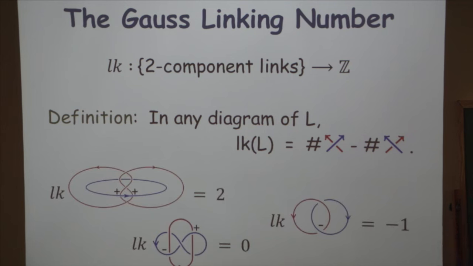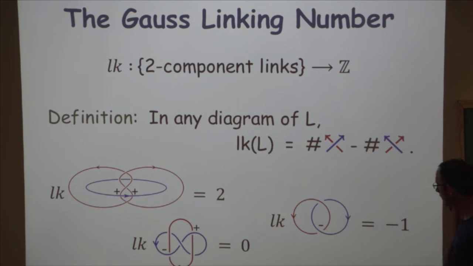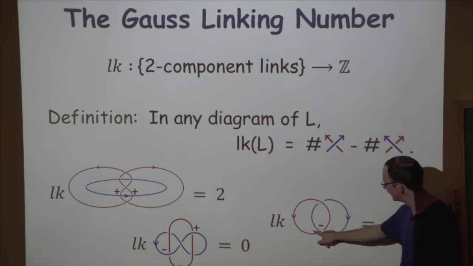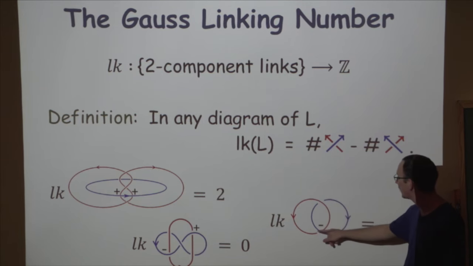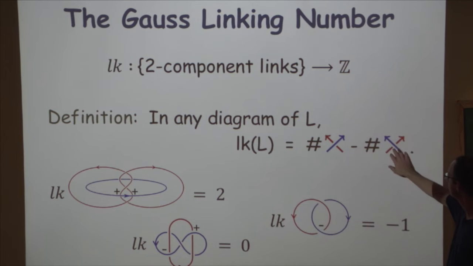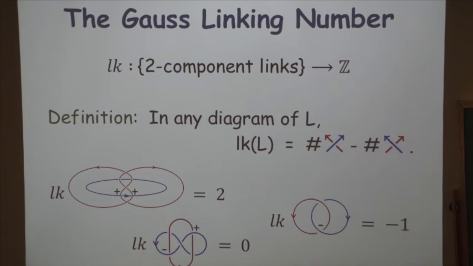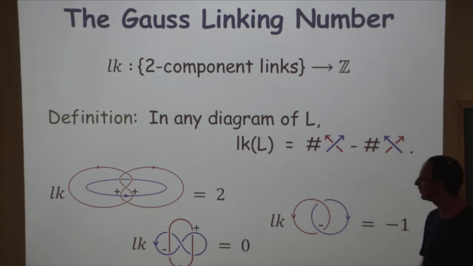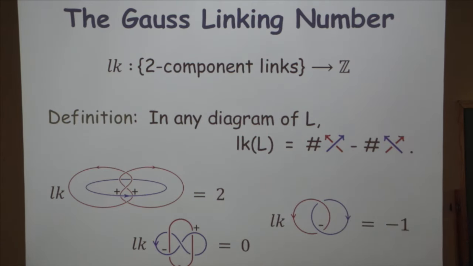Okay, so for example, the linking number of this link, so this is the Hopf link, is plus or minus one depending on the orientations, and we only have to consider this crossing because here we have red above the blue, so we take this one, and locally it looks like this, which is the negative crossing. So it's minus one. And for the other links, we get other numbers. So we can get zero even though the link is non-trivial. It's not the unlink.